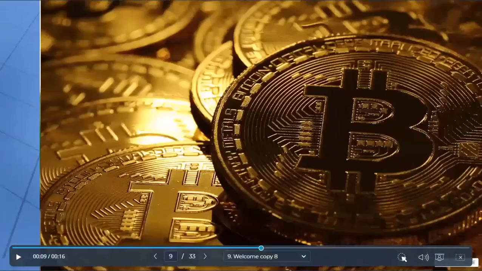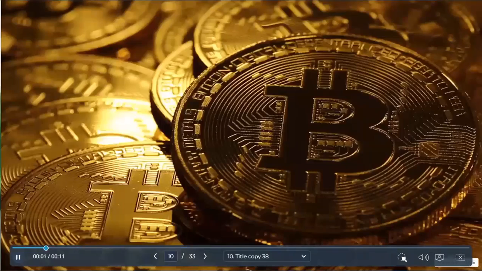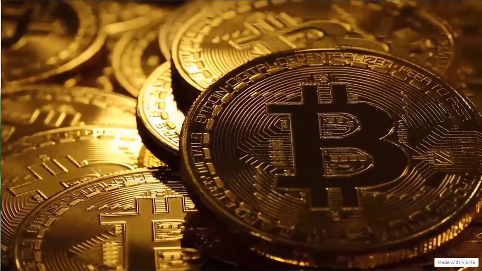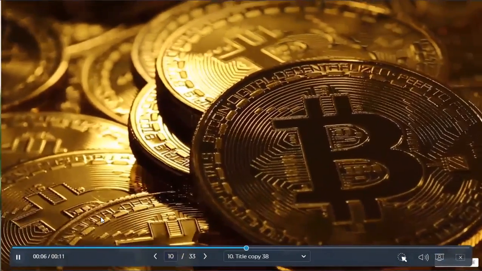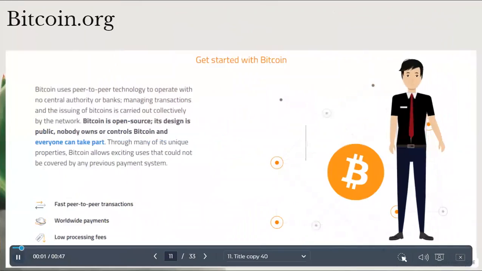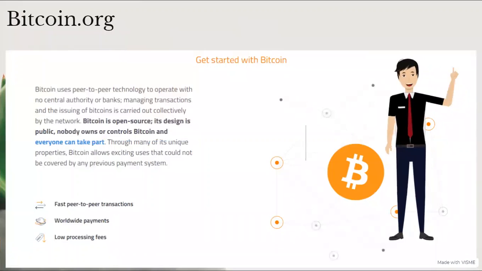Now, Bitcoin is the most popular form of cryptocurrency, and Ethereum is the second most popular cryptocurrency. But today, I'll mostly be referring to Bitcoin in our video. Now, according to the official Bitcoin.org website, Bitcoin uses peer to peer technology to operate with no central authority or banks. Managing transactions and the issuing of Bitcoins is carried out collectively by the network. Bitcoin is open source, meaning its design is public. Nobody owns or controls Bitcoin, and everyone can take part.